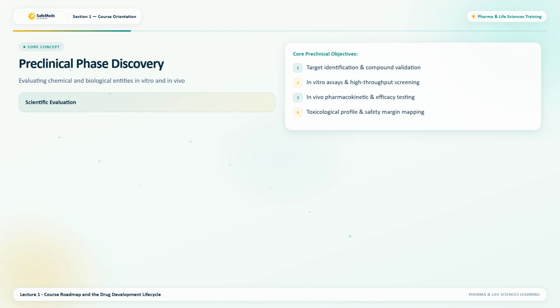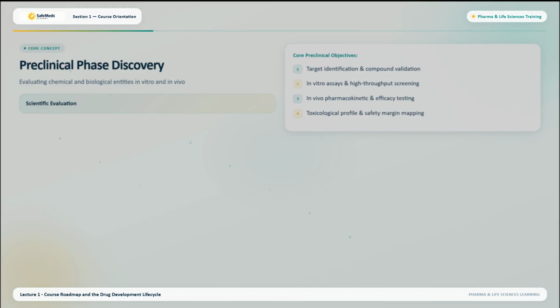Researchers must maintain meticulous laboratory records and conform to good laboratory practice standards to ensure the reproducibility and validity of the data. The cumulative findings from this phase are compiled into a preclinical safety dossier, which is required to support the filing of an investigational new drug application with health authorities.